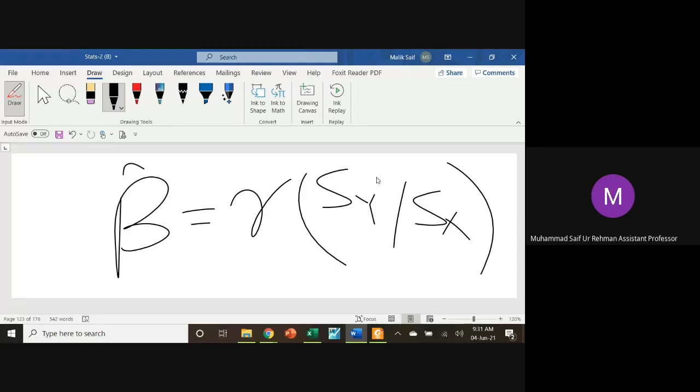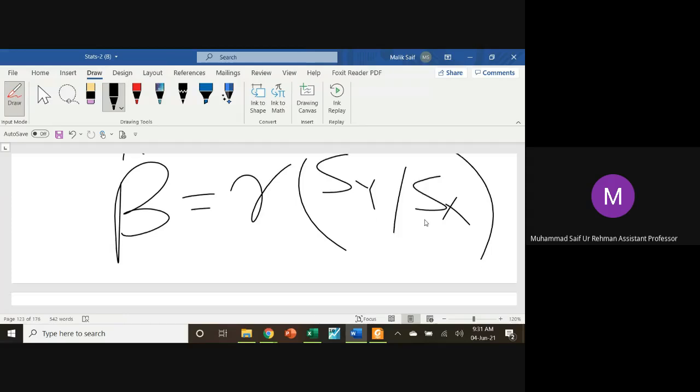The standard deviation that you obtain from the Y series, and the standard deviation that you obtain from the X series. Sample data series are there. So you will find these two, and then this is the correlation coefficient. When you multiply this with these two, you will obtain beta hat.